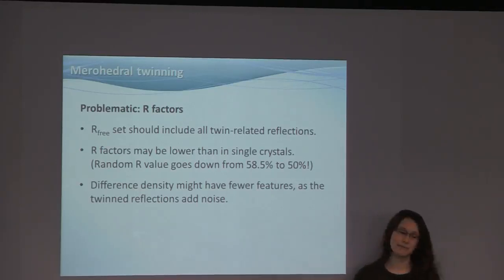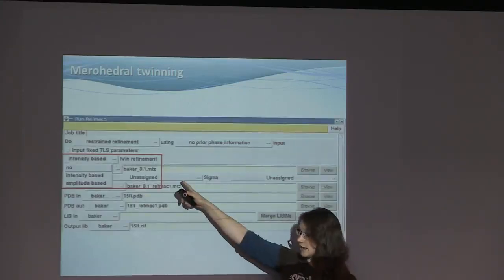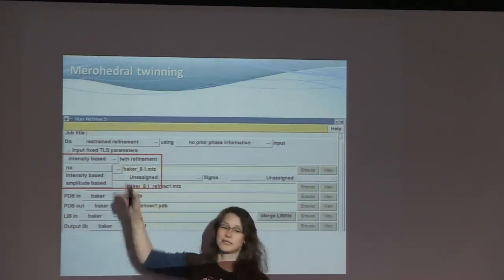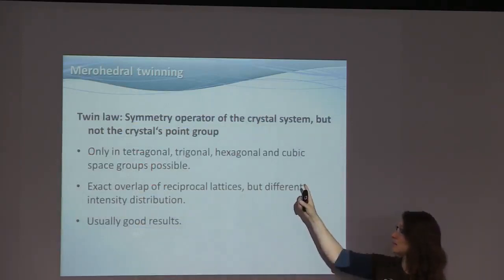And the difference density may look different or not. If you want to use that, or again in the old CCP4 GUI, you just say intensity or amplitude-based twin refinement here. Now, to summarize, merohedral twinning.